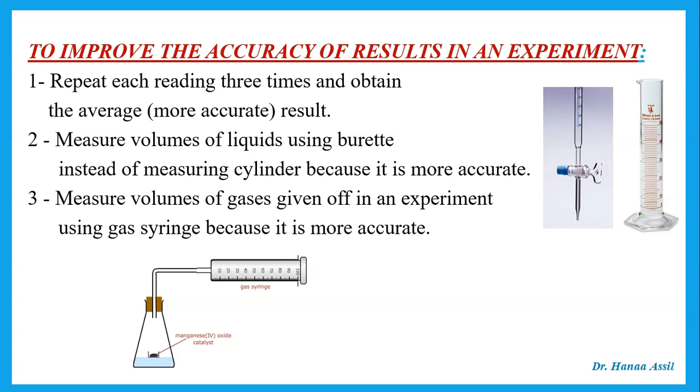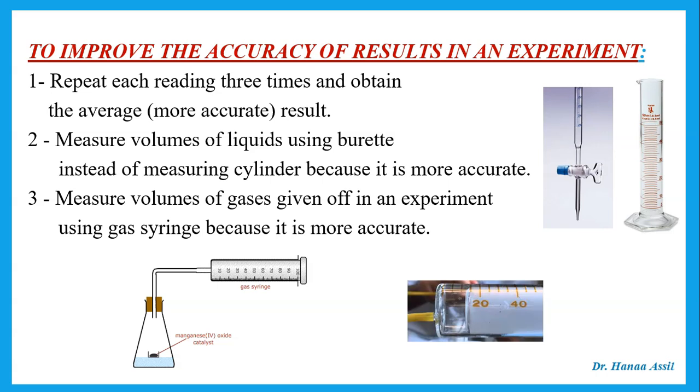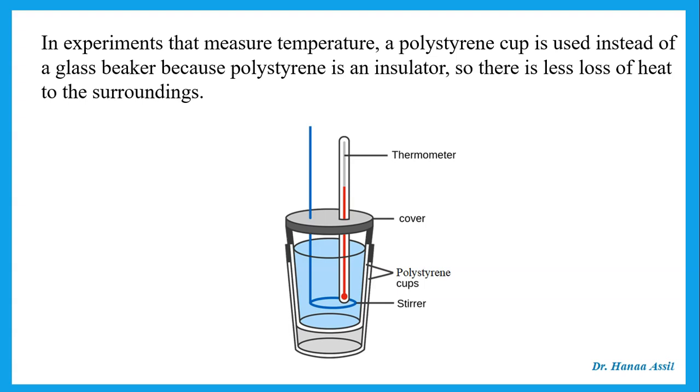What if we're measuring volumes of gases? We said we should use a gas syringe because it's more accurate. So the gas syringe is used to collect the gas and measure its volume. If we're working with experiments that are measuring temperature, so something is giving out heat or taking in heat and we're measuring initial and final temperatures, we said the experiment should be done in a polystyrene cup. So if he says he did it in a glass beaker, that's not good. We should say use a polystyrene cup because polystyrene is an insulator, so there is less loss of heat to the surroundings.